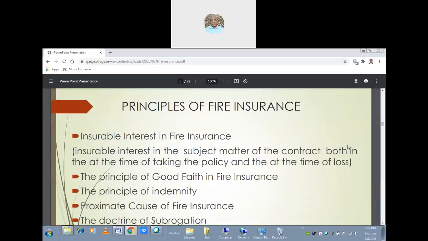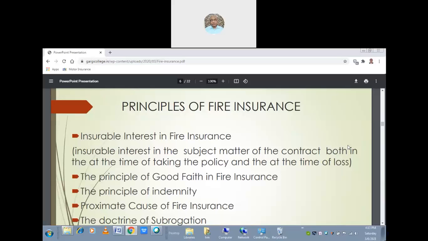Then the principles of fire insurance, let us see. What is the insurable interest in fire insurance? Naturally, it is the insurable interest in the subject matter of the contract, both at the time of taking the policy and at the time of the loss. If a person has an insurable interest, definitely he will take insurance for the material that is the subject of the insurance.